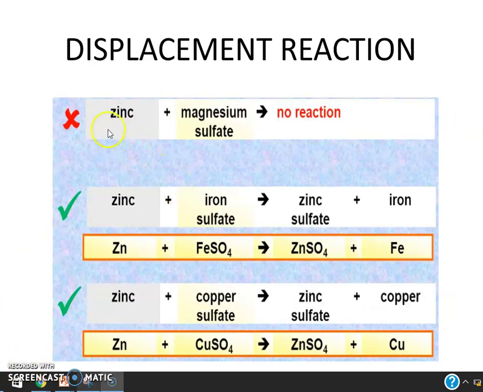Looking at this, we know that when we add zinc to magnesium sulfate, there is no reaction. This means magnesium is more reactive than zinc. Therefore, zinc will never displace magnesium. By looking at the second reaction, zinc is at a higher position compared to iron in the reactivity series, which also means that zinc is more reactive than iron. Therefore, zinc will displace iron from its sulfate and form zinc sulfate and iron metal. Looking at the third one, zinc and copper, we know zinc is more reactive than copper, so it displaces copper from its sulfate compound and forms zinc sulfate.